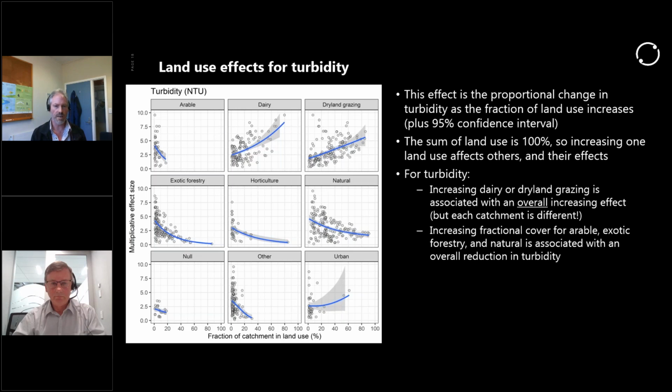Here's one, for example, for turbidity. So you can see that increasing the proportion of dairying or dryland grazing, sheep and beef, deer, etc., in the catchment, you can see that turbidity increases. But the converse is true for things like exotic forestry, horticulture, and cropping.